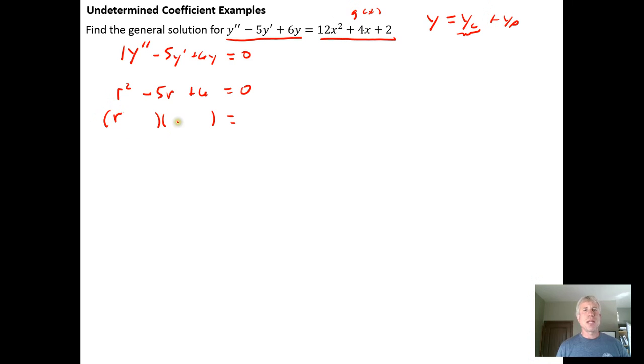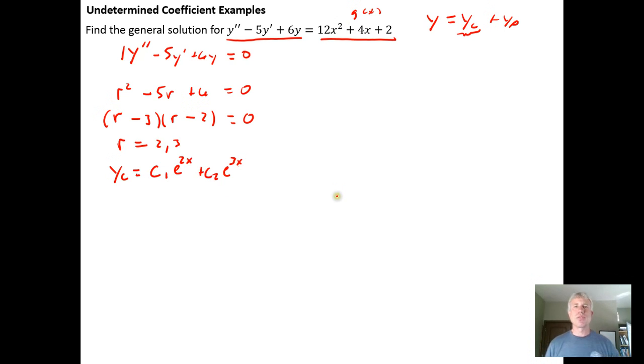So in this case, it looks like it factors as (r minus 3)(r minus 2). And that tells us that we're going to get two roots. We're going to get a root of 2 and a root of 3. So our complementary solution, the solution to the homogeneous differential equation, is going to look like c1 e to the 2x, I'm using x not t, plus c sub 2 e to the 3x. So there's the complementary solution. So that's always going to be step 1.